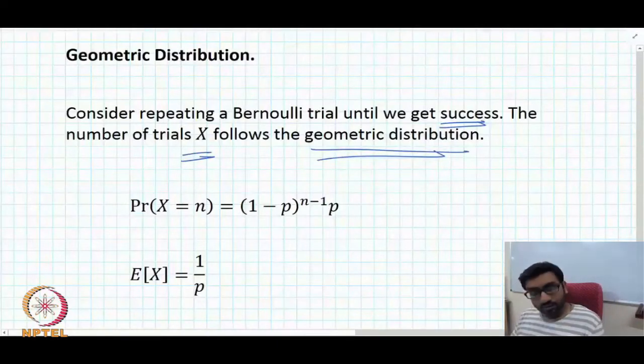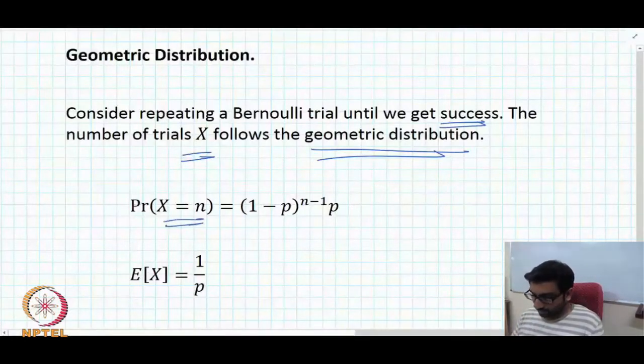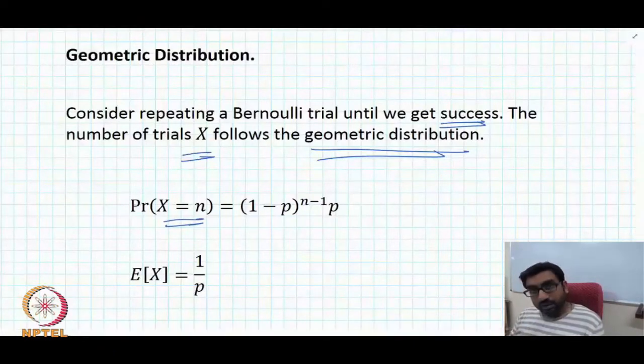So let's look at what is the probability that X will take on a particular value, say n. What does this mean? This means that the first n-1 trials were all failures, because had any one of them been a success, then the experiment would have stopped.